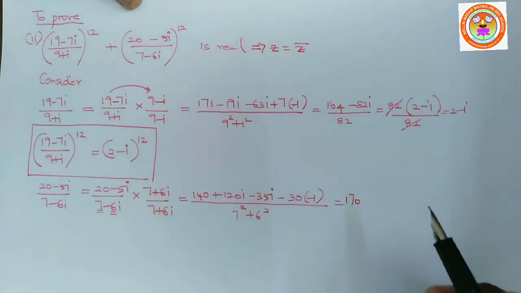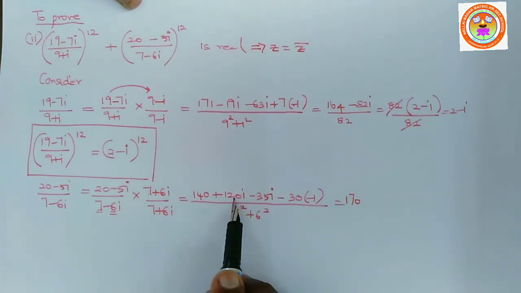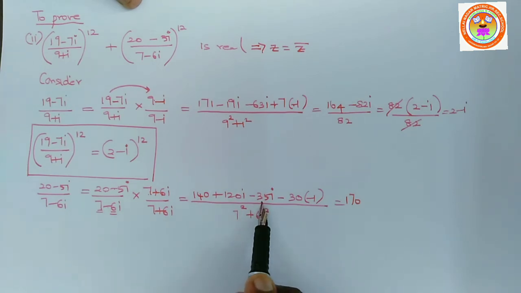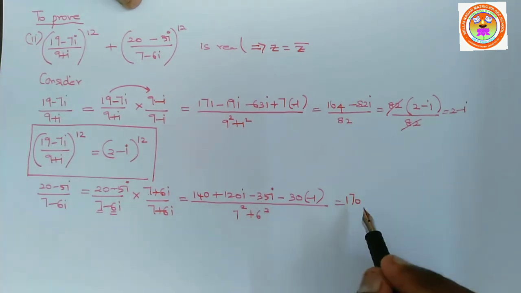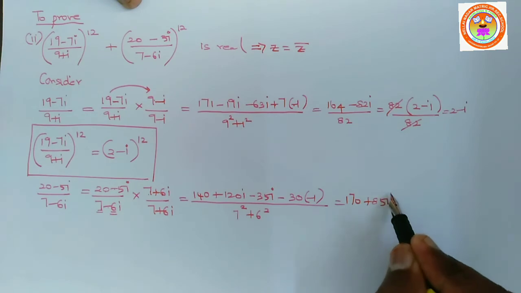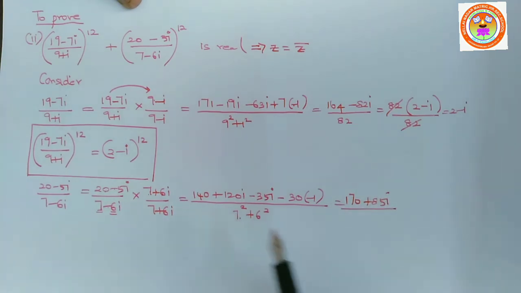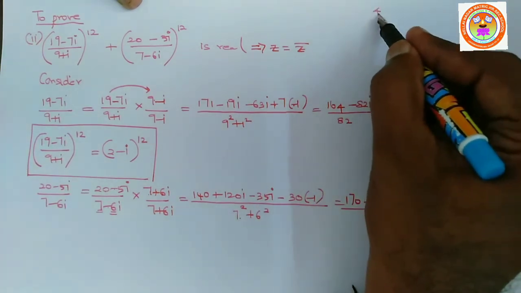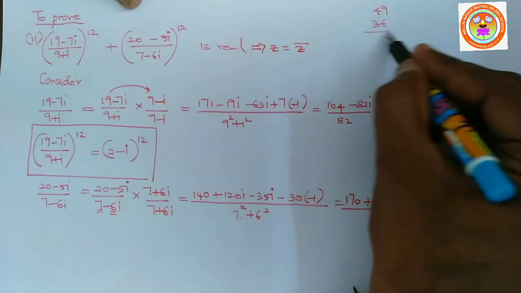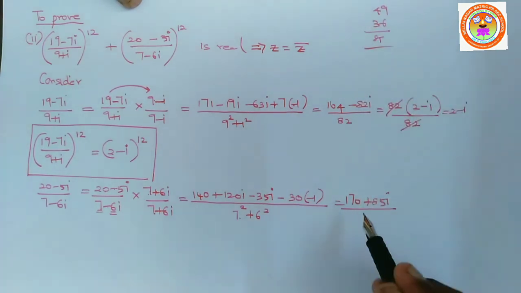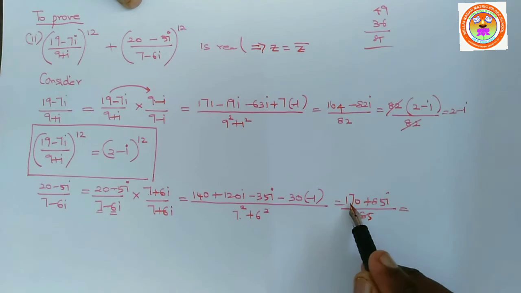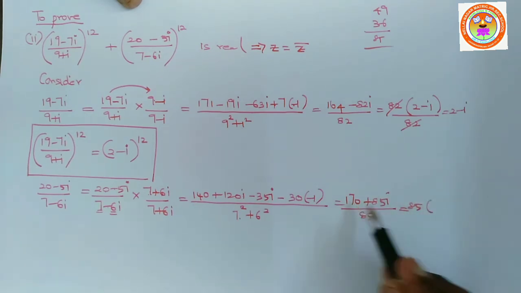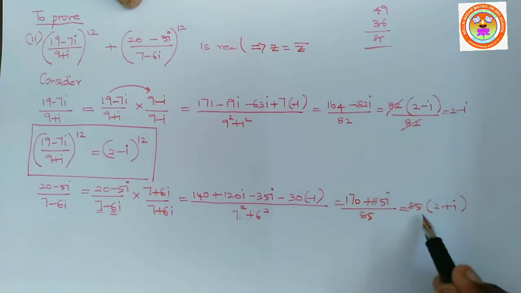170. Next, this is 120. 120 minus 35 gives us 85. So 85 plus 85i, divided by 7 square is 49, and 49 plus 36 is also 85. Nothing but 85. The quantity 85 is common in the numerator, so it becomes 2 plus i divided by 85. 85 cancels. Answer is 2 plus i.